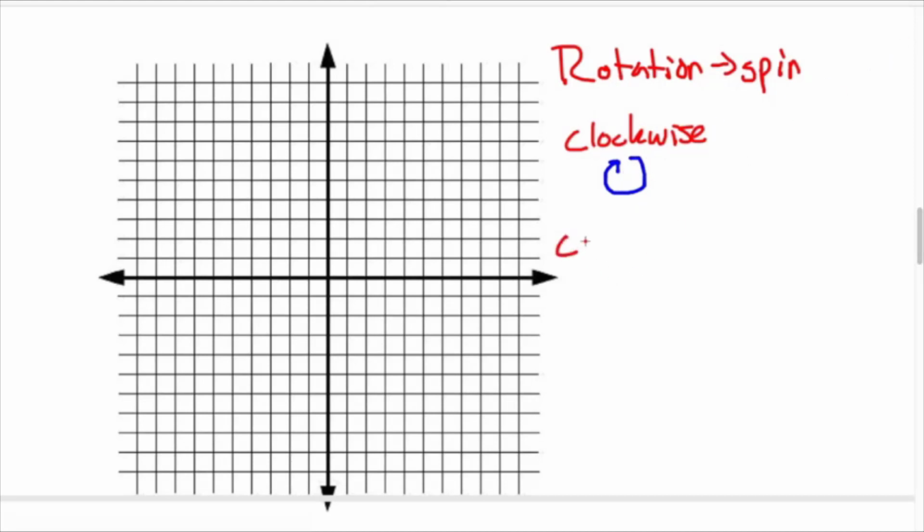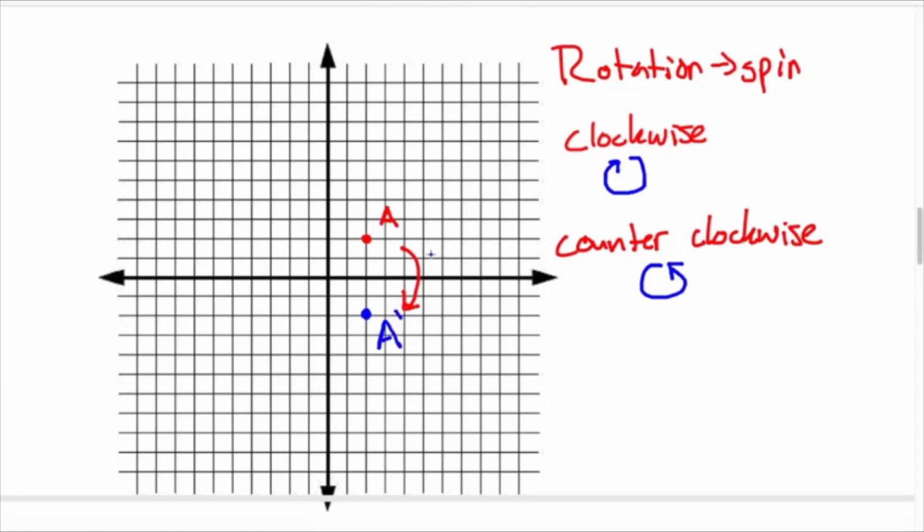The figure can also rotate counterclockwise. Counterclockwise refers to the opposite direction of clockwise, or in this case, the opposite way that the hands move on a clock. These are the two ways you can rotate a figure on the coordinate grid. Just to give you a very easy example, if we had A here and we wanted to rotate it clockwise, it would rotate this way and it would become A prime down here.